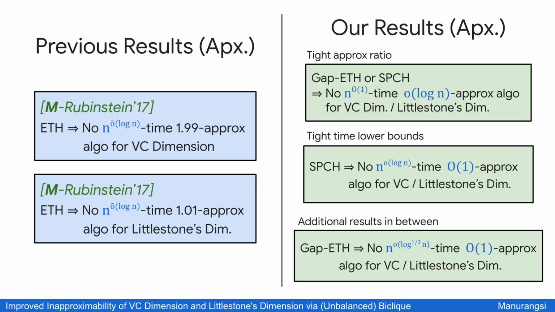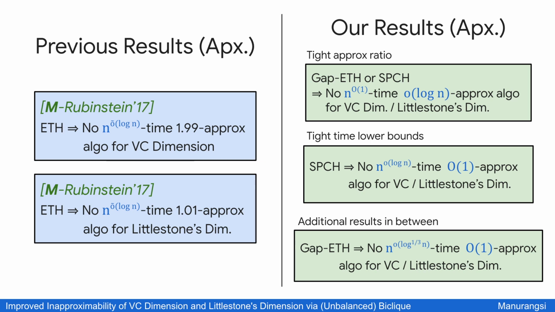Finally, we also have quite a few additional results that are in between these two results. For example, for gap ETH, instead of getting the tight running time lower bound of n to the little o of log n, we only get n to the little o of log n to the 1/3. There are many more results of this form that are not completely tight, but I will not be stating them here.